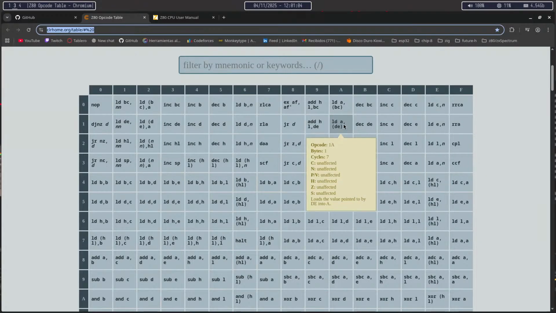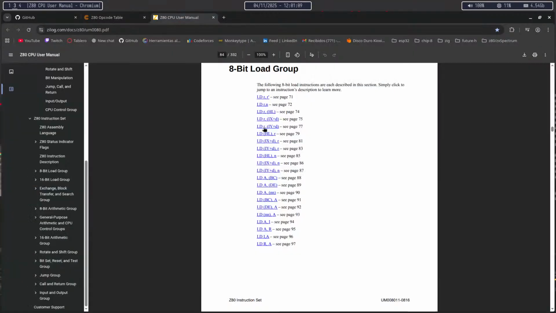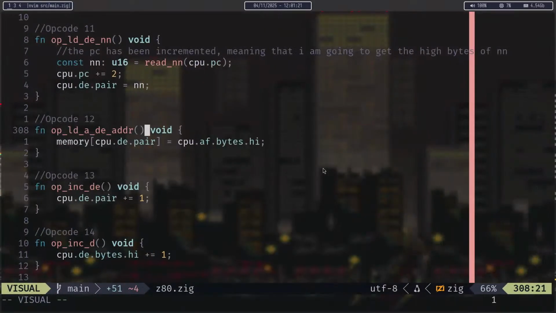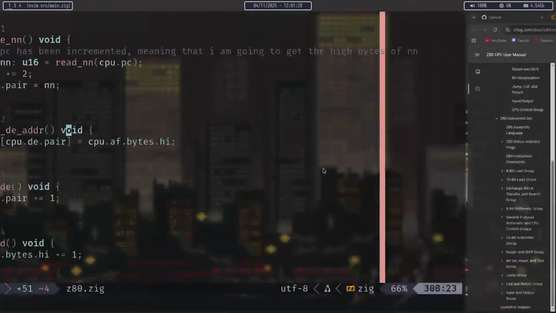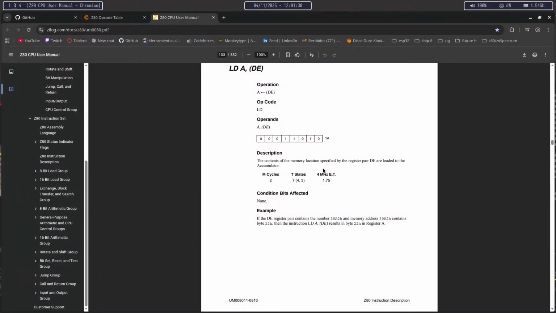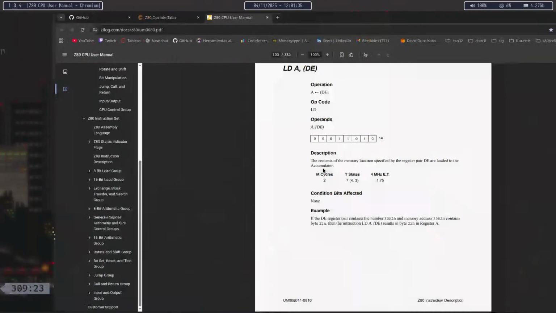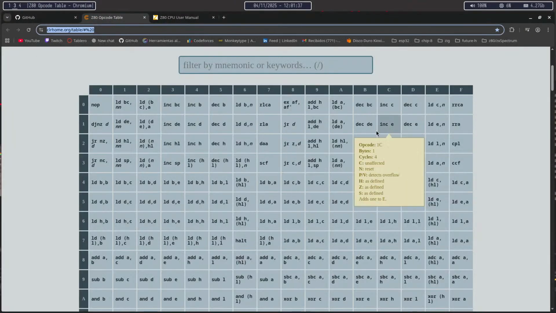Except this one loads the value pointed to by DE into A. Okay, this one. The contents of the memory location specified by the register pair DE are loaded to the accumulator. Yeah, makes sense. I mean, yeah, by the pair. Wait, are loaded to the accumulator. So this should be the other way around. What?